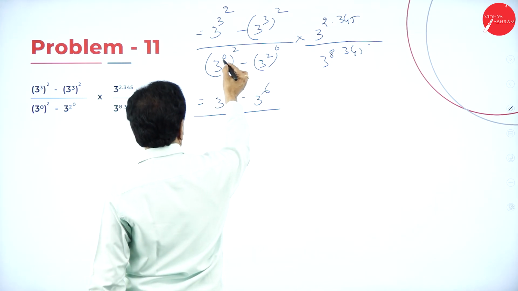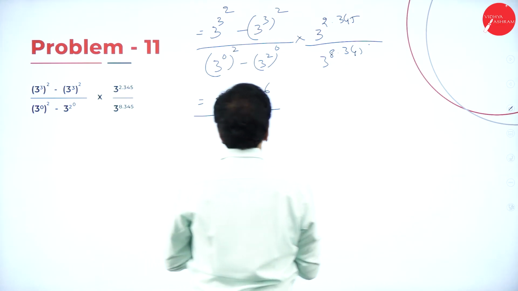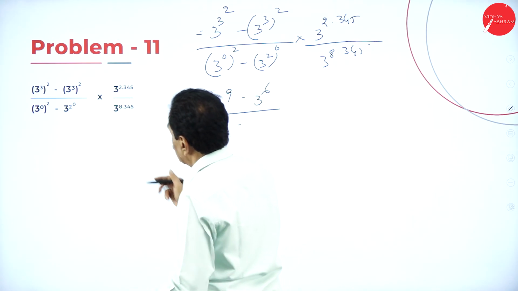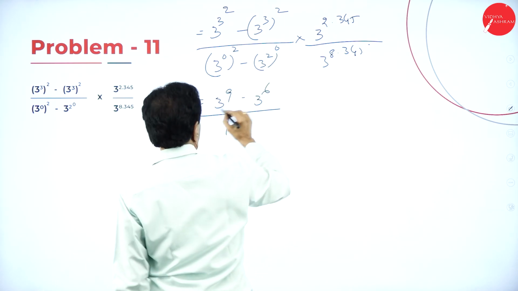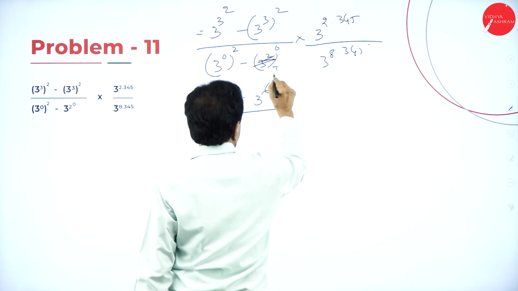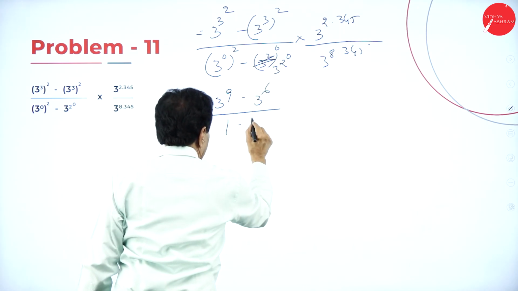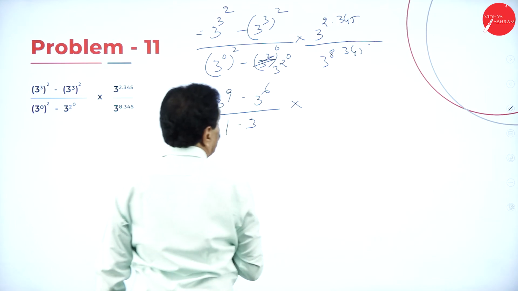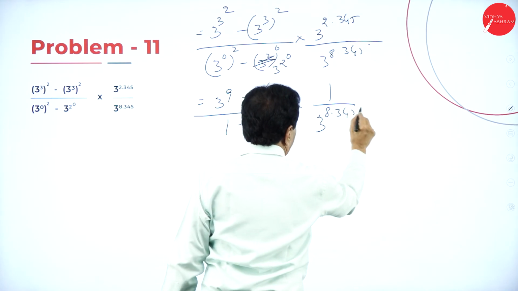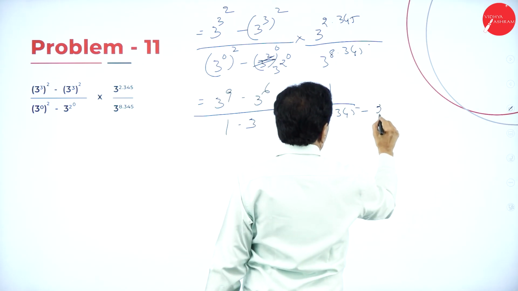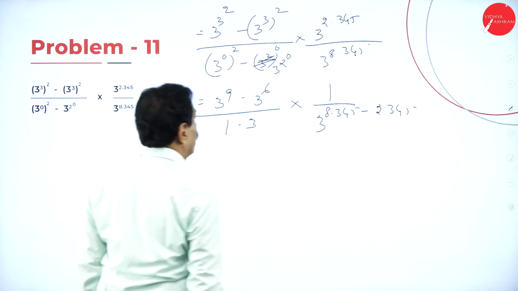Anything to the power of 0 is 1. 1 square is 1. 1 square is 1. So this is 3 square. Anything to the power of 0 is 3 to the power of 2. Anything to the power of 0 is 1. This is 3 into 1 over 3 to the power of 8.345 minus 2.345. Anything to the power of 0 is 1. 3 to the power of 1 is 1.